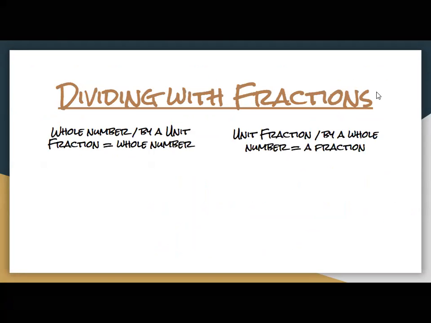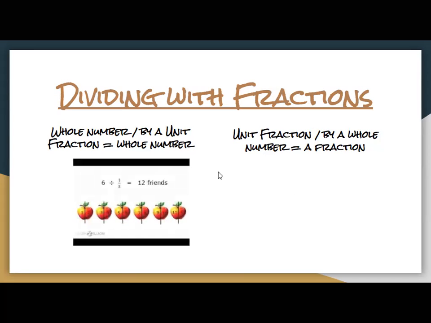So, dividing with fractions. If we are dividing a whole number by a unit fraction, we are going to end up with a whole number as our product. Such as this example. We started with 6 apples. We divided by the unit fraction 1/2. That means we could share with 12 friends because we now have 12 pieces of the apple. So anytime we start with a whole number and we divide by a unit fraction, our quotient is going to be a whole number answer.